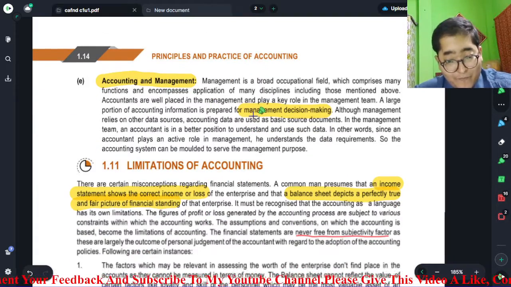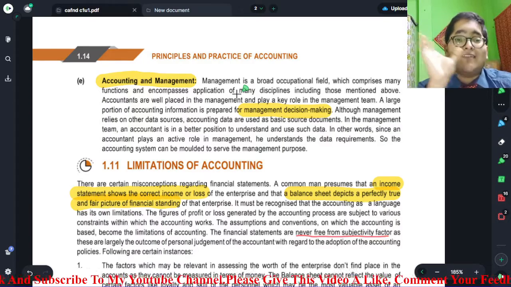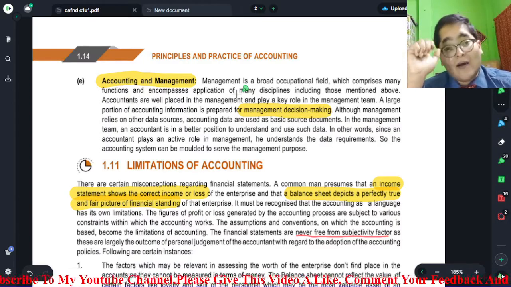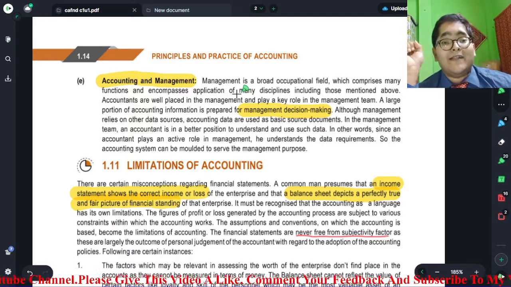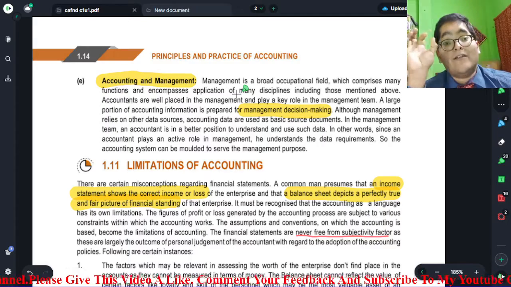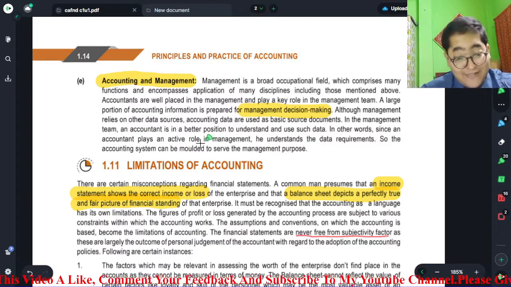Accounting and management. Management is responsible for decision making about the firm. The management is dependent on accounting for decision making of the firm. That is why accounting and management are interrelated.